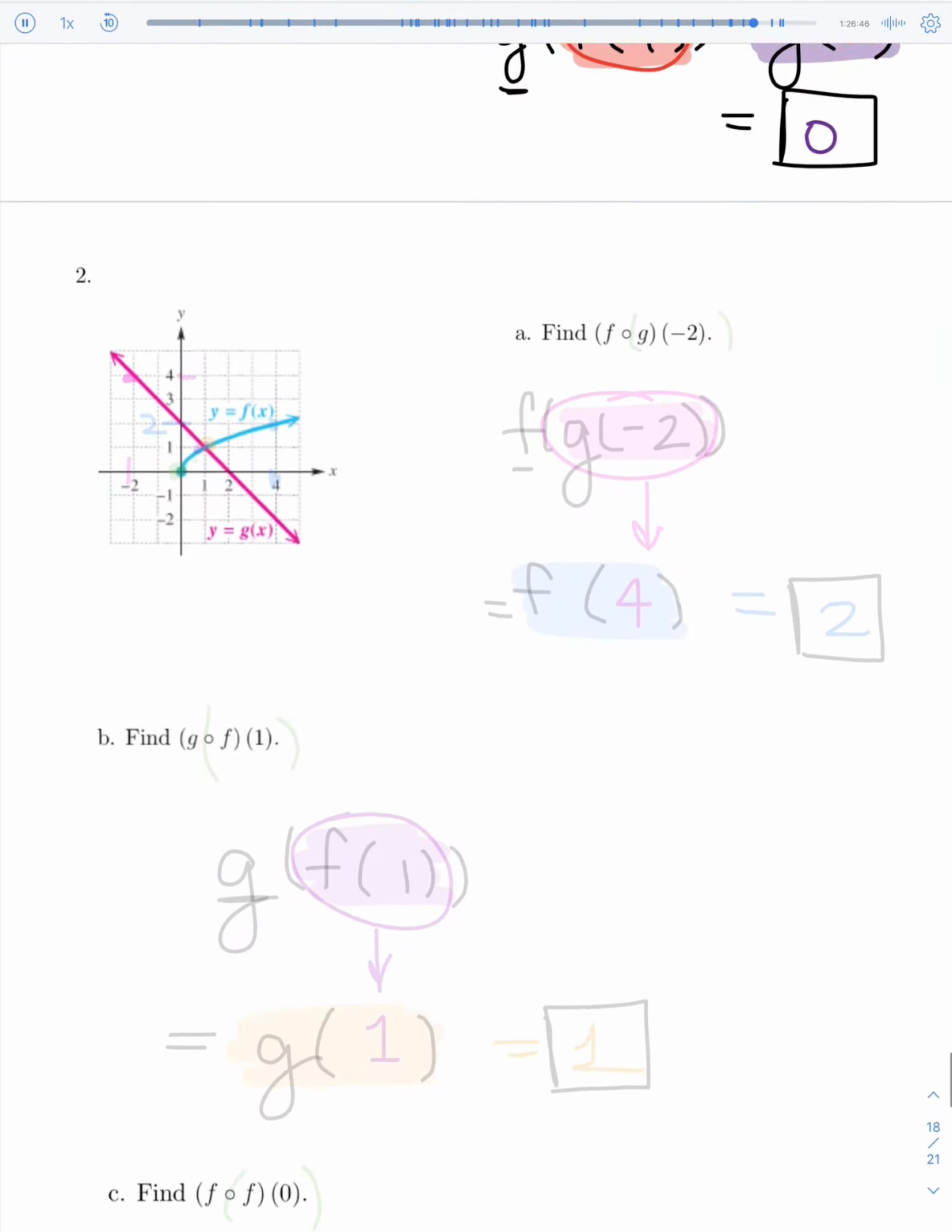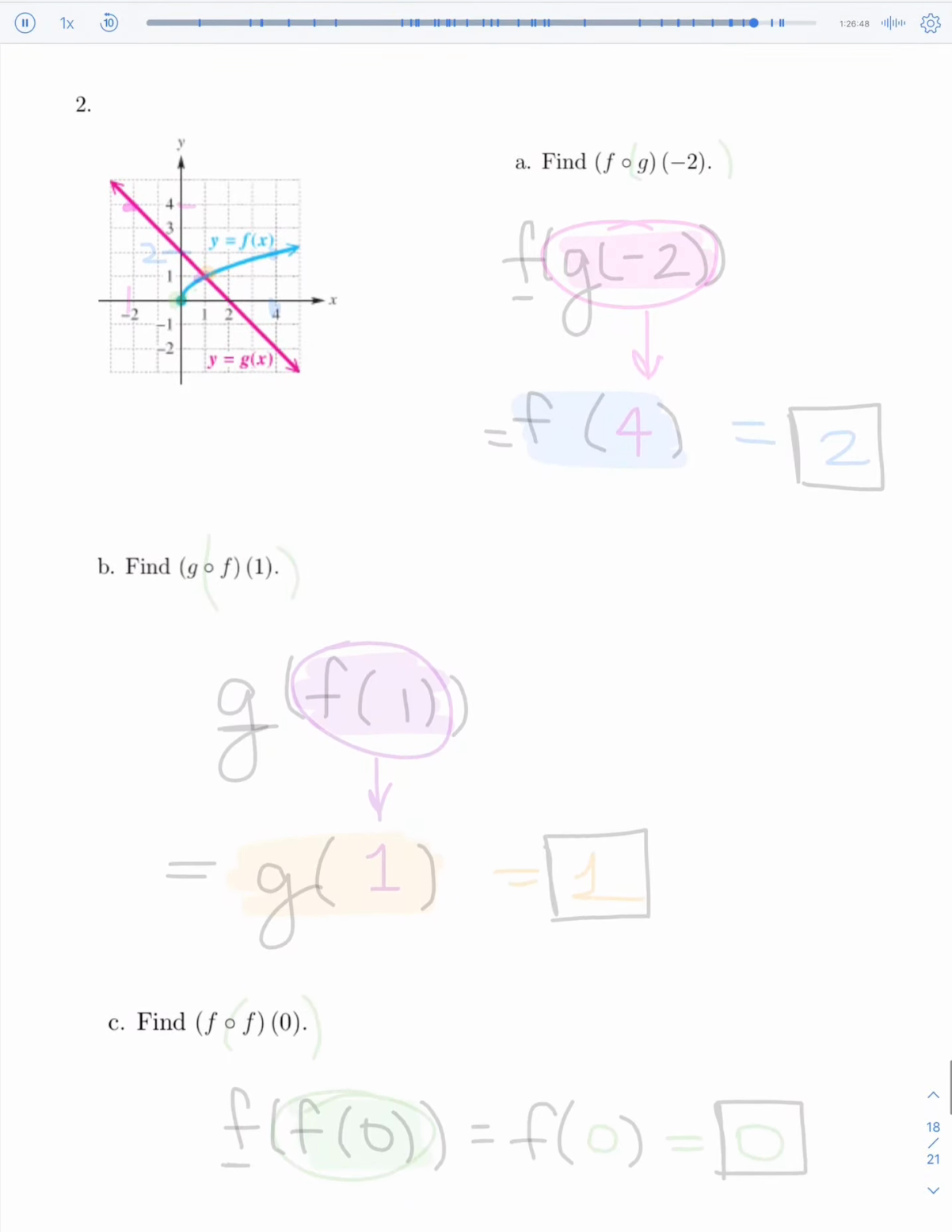Let's take a look at another problem. In problem 2, notice we've got f of g of negative 2. We've got 2 different graphs to look at. We'll change our notation to parentheses. And so what we're looking at is f of g of negative 2.